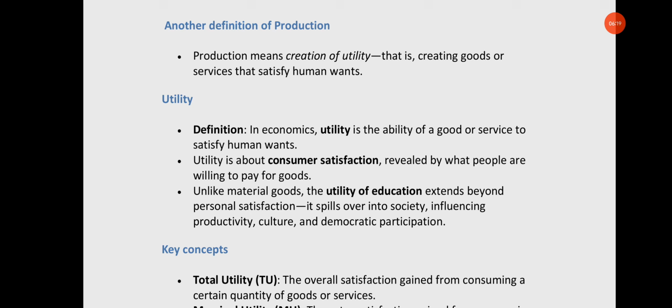Another definition of production: production means creation of utility, that is, creating goods or services that satisfy human wants. Utility definition: in economics, utility is the ability of a good or service to satisfy human wants. Utility is about consumer satisfaction, revealed by what people are willing to pay for goods. Unlike material goods, the utility of education extends beyond personal satisfaction. It spills over into society, influencing productivity, culture, and democratic participation.